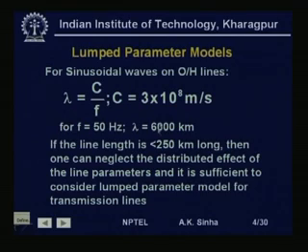That is, the distributed effect can be neglected, and it is sufficient to model the line as a lumped parameter model. That is, if line length is less than about 250 kilometers, then one can neglect the distributed effect of the line parameters, and it is sufficient to consider a lumped parameter model for transmission lines.